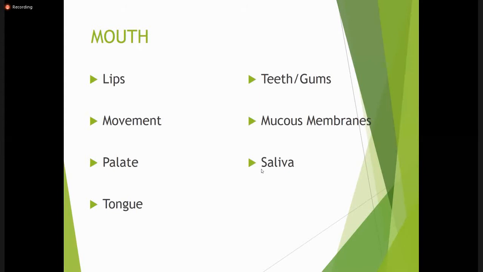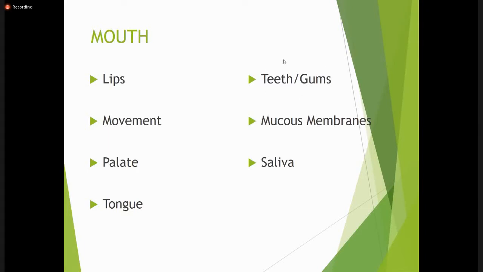Now we come to the mouth. In the mouth, you have to look at the lips, for any cleft lip, movements, and any underlying nerve damage or facial palsy. Then the palate, for any defect or breach in the palate, which is termed a cleft palate. Then the tongue. In the tongue, you have to look for any macroglossia, microglossia, or tongue tie. Tongue tie is very common.